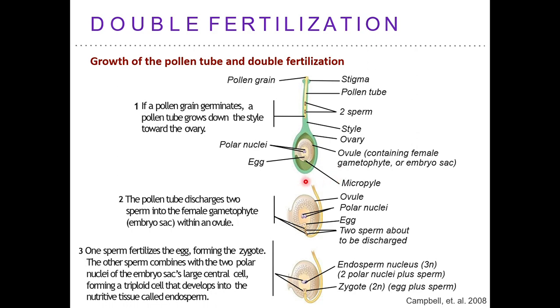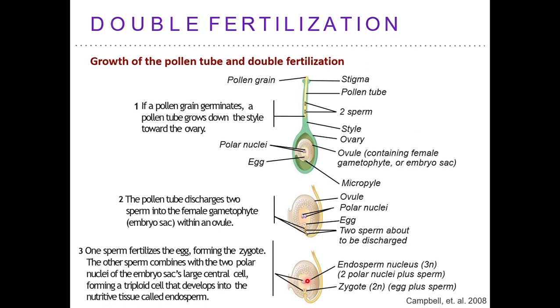So this is the ovule. It has the female gametophyte. The sperm will be discharged here near the egg. One sperm will fertilize the egg, forming a zygote, and the other sperm will combine with the 2 polar nuclei in the middle of the embryo sac.